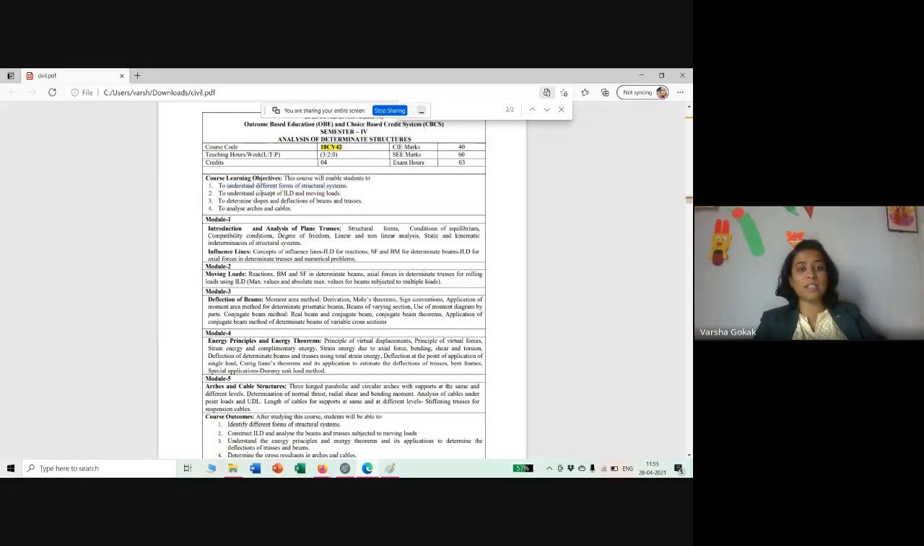Then to understand the concept of ILD, that is influence line diagrams, and moving loads. Okay, so you will be exposed here to the concept of moving loads. Third objective, to determine the slopes and deflection of beams and trusses.